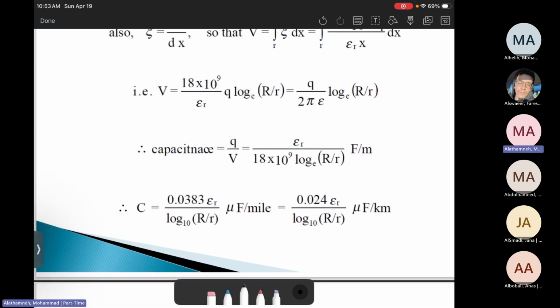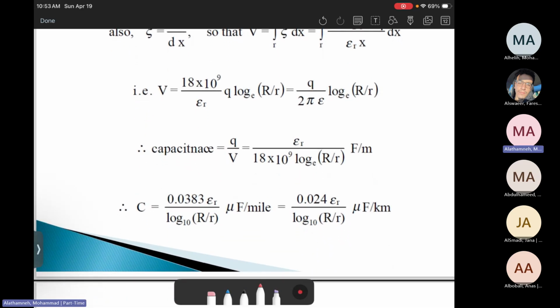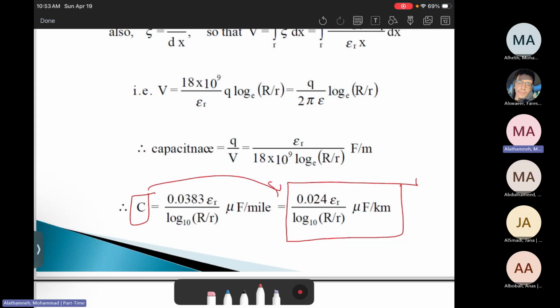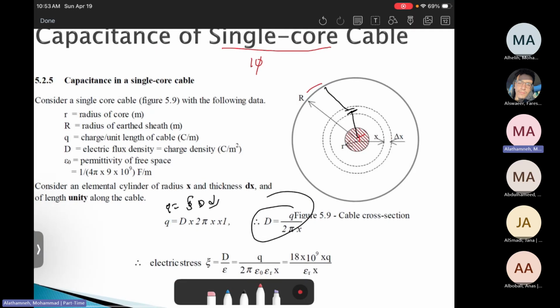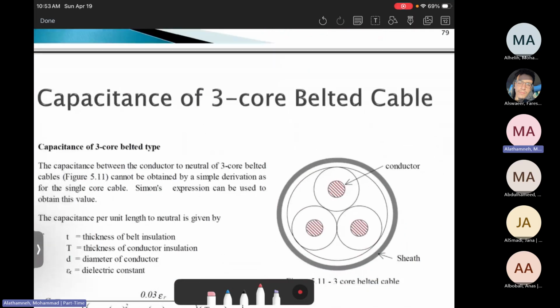Now for the capacitance, the unit that I like is the microfarad per meter. Don't need to worry about the miles. Just worry about the microfarad per meter. That's how we can calculate the capacitance inside the single core, where there is one capacitor.